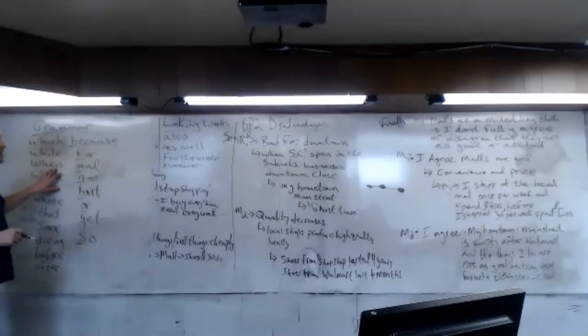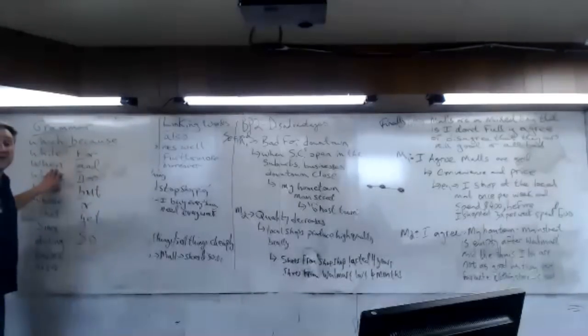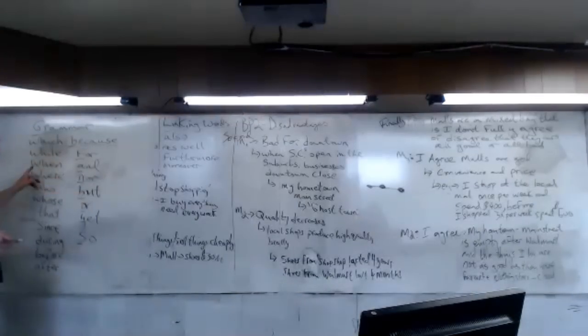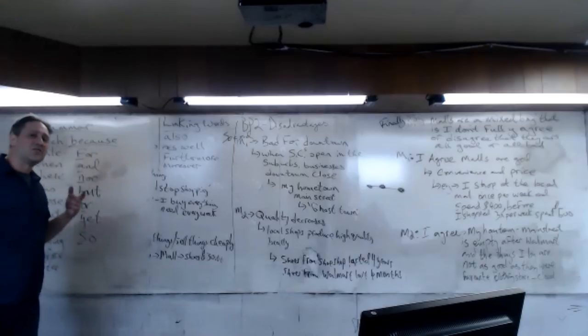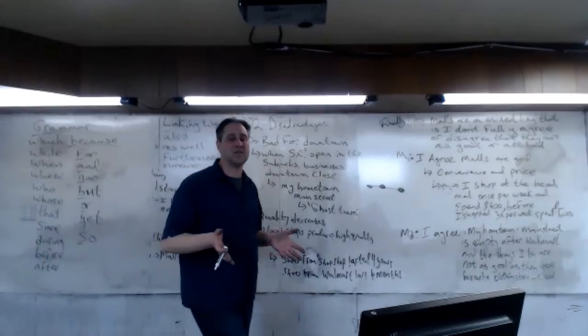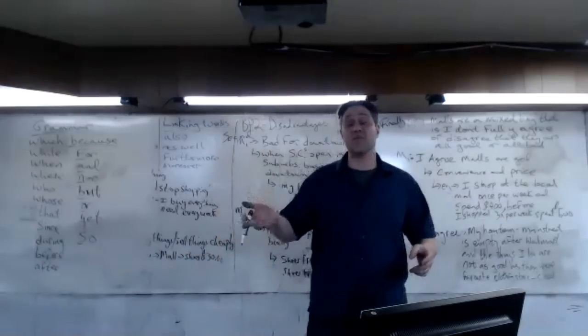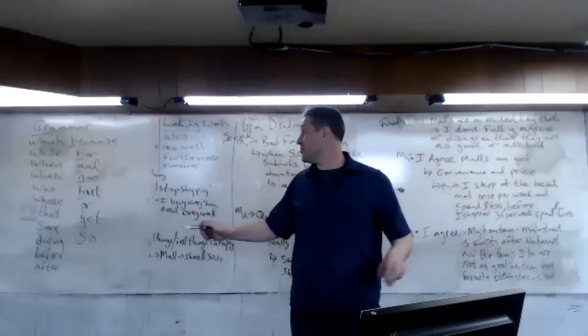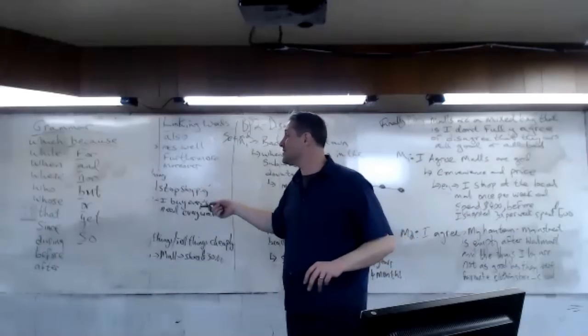Band 6 is I use some of these and I use them poorly. Nearly every sentence that I make has a mistake in it. Band 7 means I'm starting to use combinations of them. I'm adding an extra clause, and 30-35% of the time I'm making a mistake. Band 8 means I'm up to 80% correct sentences that use a wide range of these together.